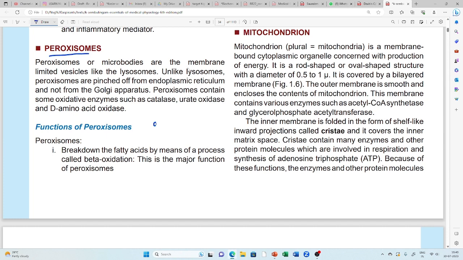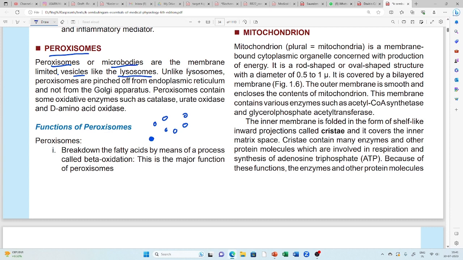Peroxisome is also inside the cell, like small bubbles. Mainly we should know the function of the peroxisome. Now see the structure first. Peroxisomes, otherwise called microbodies, are membrane limited vesicles. Same as a lysosome, the peroxisome also has an outer membrane.